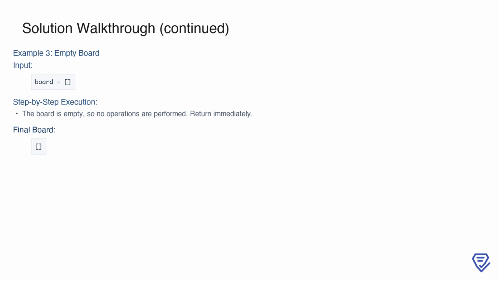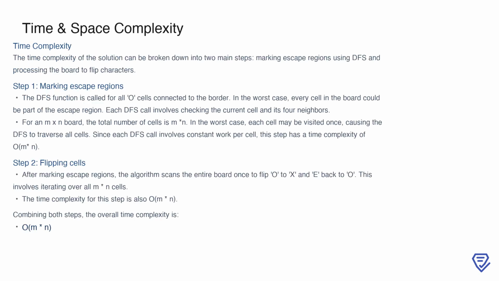To analyze the time complexity of the solution, we break it down into 2 main steps: marking the escape regions using DFS and then processing the board to flip characters. First, during the DFS step, the function is called for all O cells connected to the border. In the worst-case scenario, every cell in the board could be part of the escape region. For an m×n board, there are m times n total cells, and each DFS call may involve constant work to check the current cell and its 4 neighbors. As a result, this step has a time complexity of O(m*n), since each cell is visited at most once.